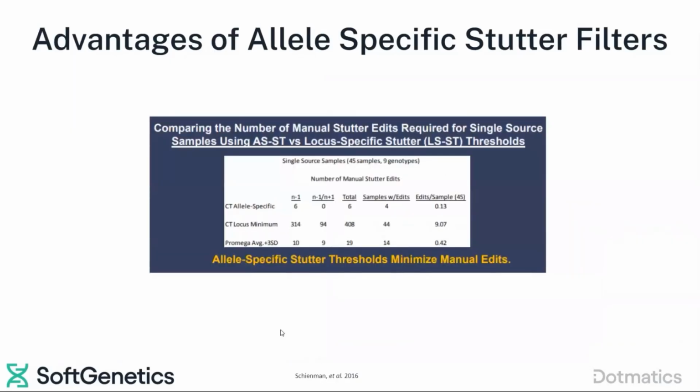And the benefits of this are also summarized in their presentation. This is still from Scheinman et al. And what they found was significant improvements in their ability to filter the stutter and not filter actual allele peaks in their mixtures.